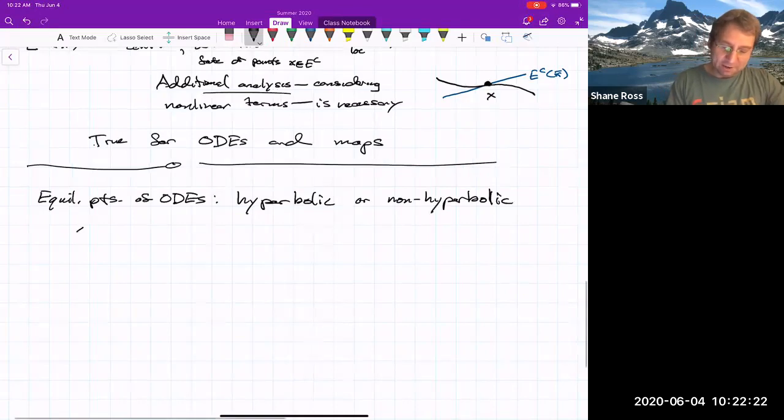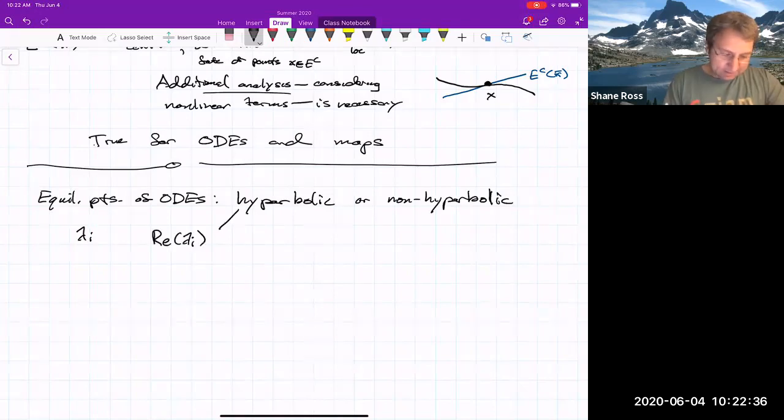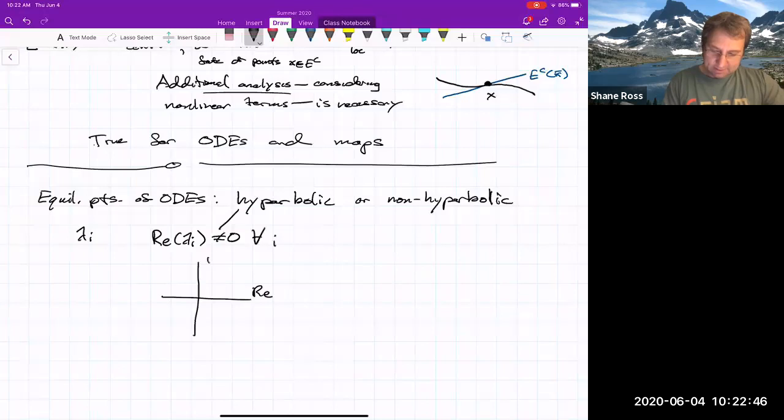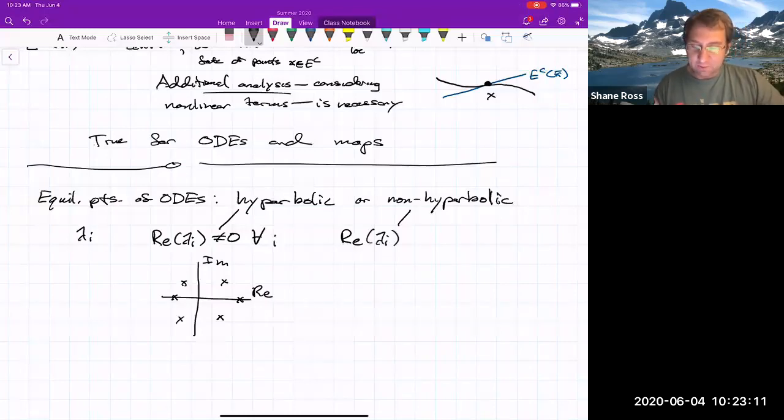So what you do is you look at the eigenvalues of your linearization, and it's called hyperbolic if the real part does not equal zero for all your eigenvalues. So everything's just avoiding the imaginary axis is all this means. So, okay, you've got maybe something like this. Great, that's a hyperbolic point. What does it mean? I won't say yet, but just to say that for non-hyperbolic, all you need is at least one eigenvalue along the imaginary axis.